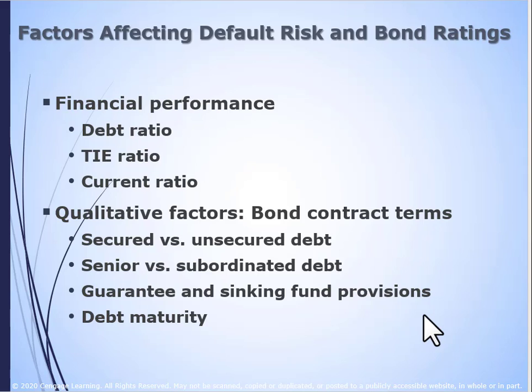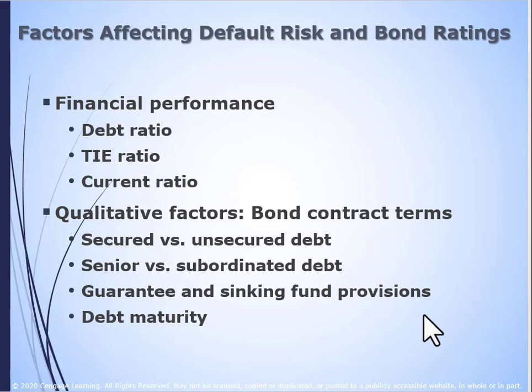Now, what are the things that affect the risk? We've talked in previous videos about some ratios, the debt ratio, the TIE ratio. How much debt do they have? What is their ability to pay? What's the current ratio? What's the status of cash? But there are also some qualitative factors as well.